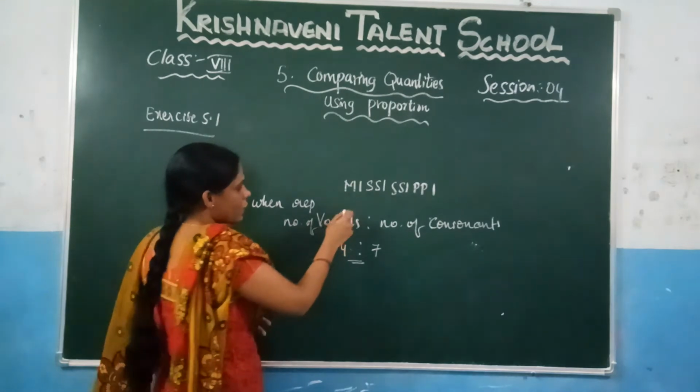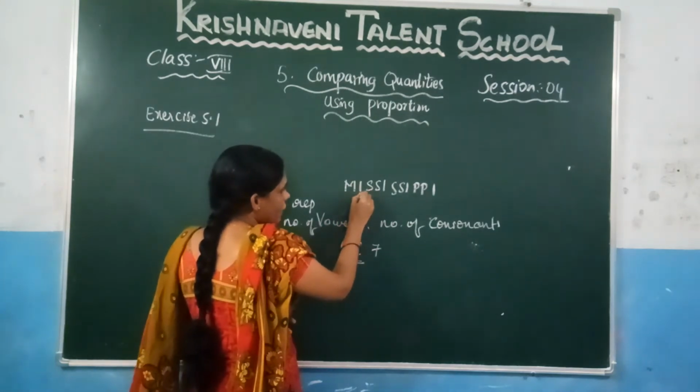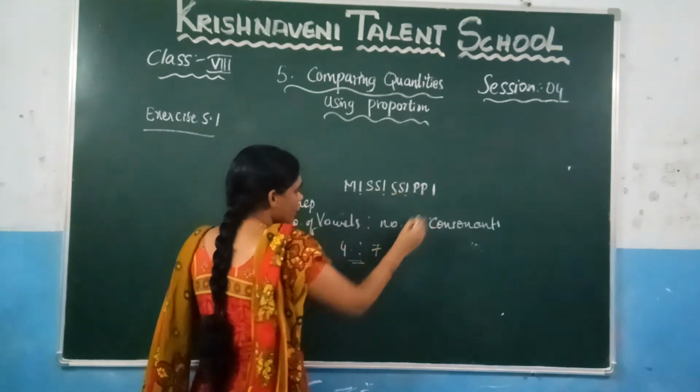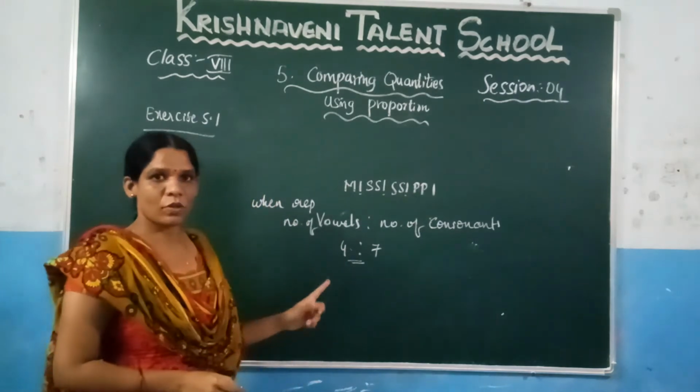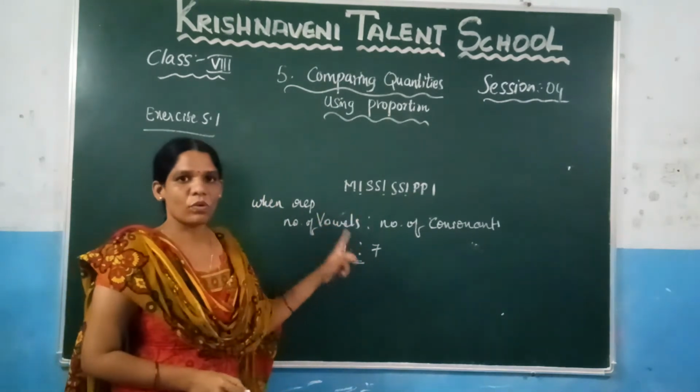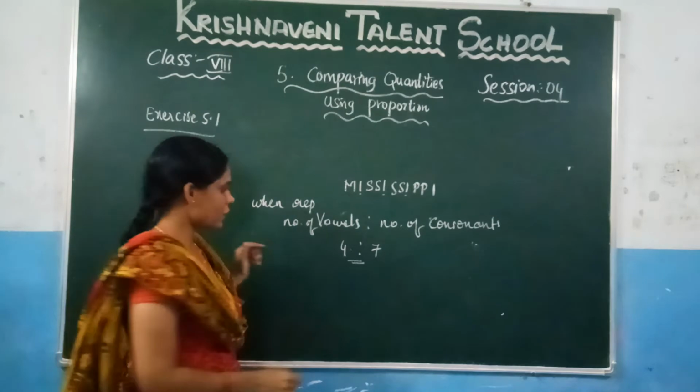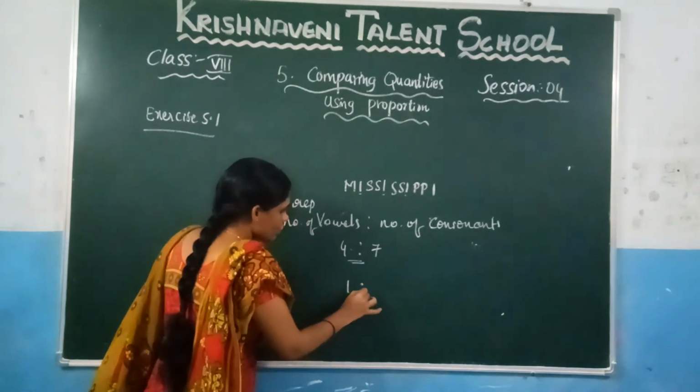Now let us see here. How many times is I repeating? 4 times, but you need to write it only once, because you should take only one letter only once. So let us write it here, 1:2.